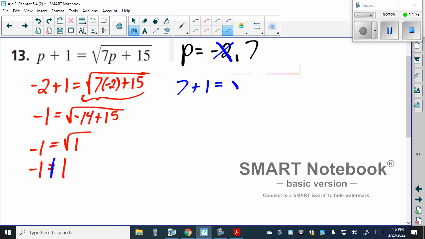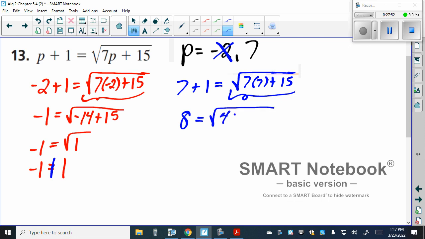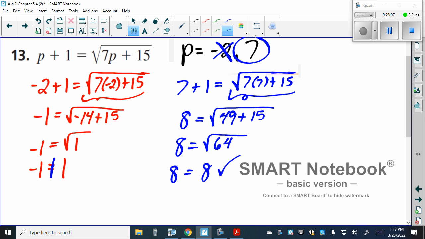We can do the same thing with 7. Well, 7 plus 1 is 8. And again, you can type this whole thing, the square root of 7 times 7 plus 15 into the calculator to let it do the calculations for us. But if we did it by hand, 7 times 7 would be 49. 49 plus 15 is 64, and the square root of 64 is 8. So that tells us that p is equal to 7 is our solution that does work for this here.